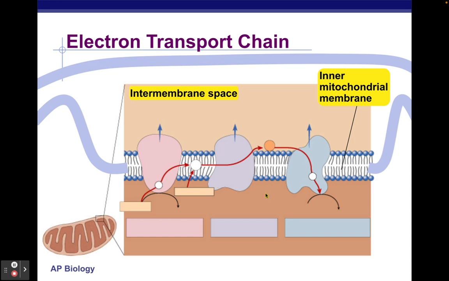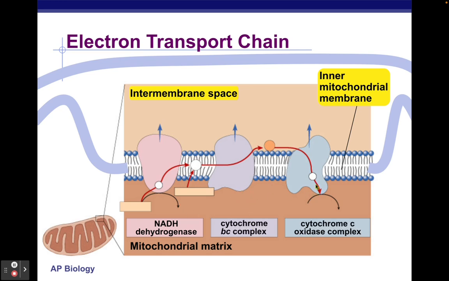This might be a really good thing for you to draw. So do take the time and do that. Here's our mitochondrial matrix. So these are the names of these proteins. I'm never going to make you memorize them, but I am going to tell them to you. So NADH dehydrogenase, can you work that name out? Cytochrome B C complex, and our cytochrome C oxidase complex.